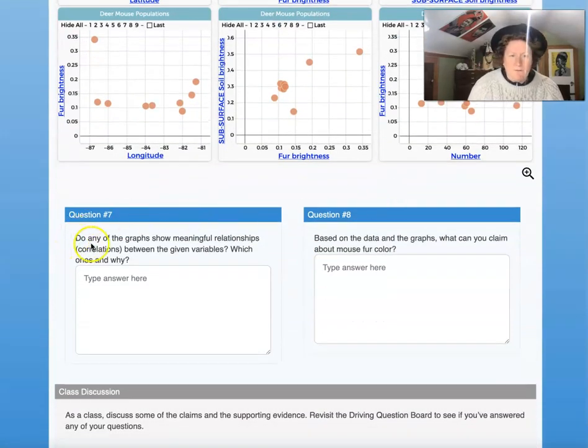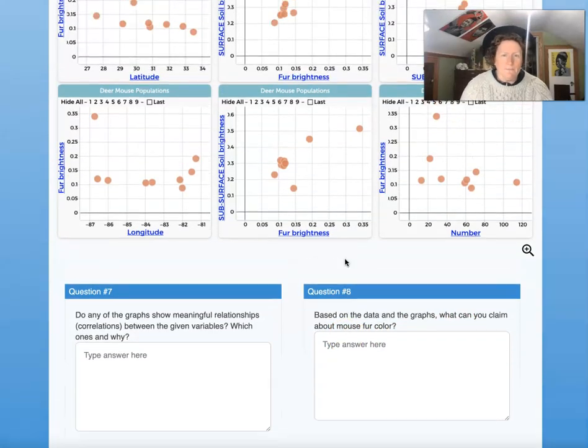Question 7 says, do any of the graphs show meaningful relationships? So a non-random pattern of dots that might even be sort of linear if you use your imagination. Linear means like a line. And question 8 asks, based on the data and graphs, what can you claim about mouse fur color?